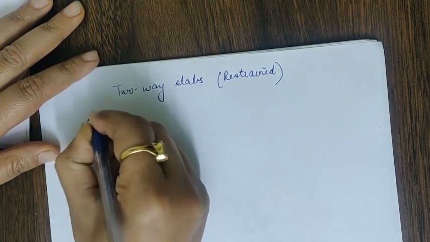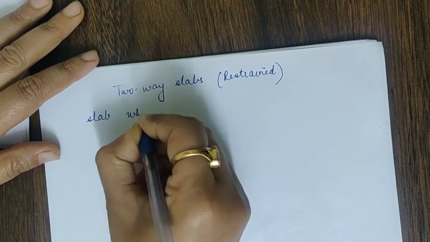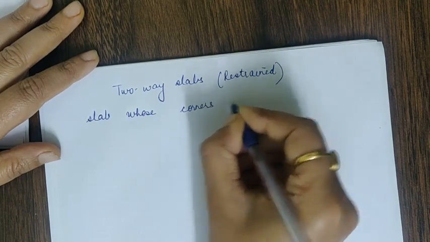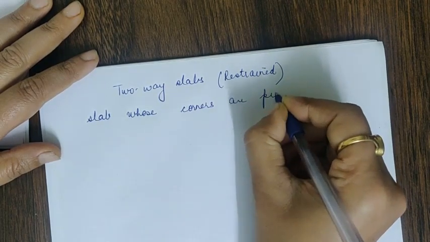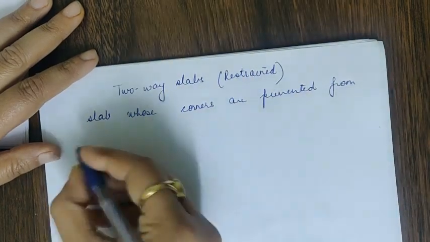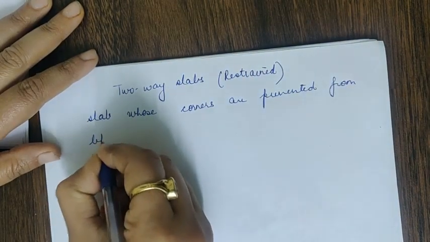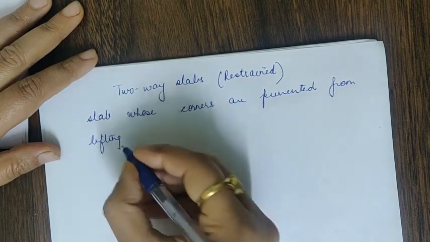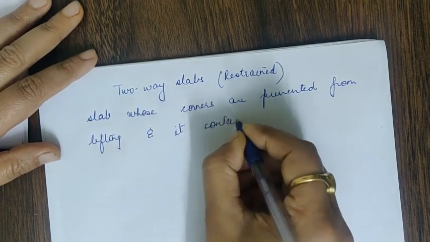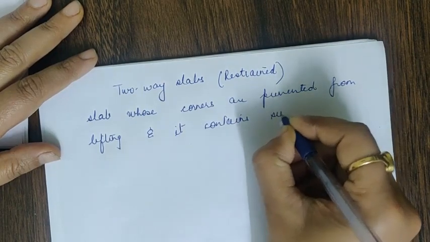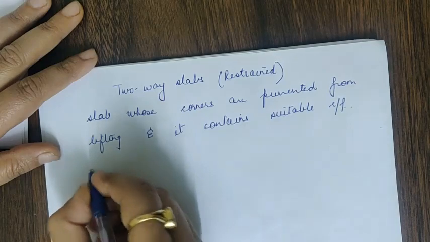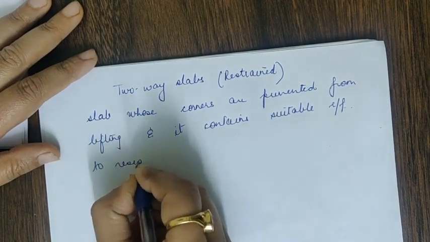So it is a slab whose corners are prevented from lifting, and it contains suitable reinforcement to resist torsion.